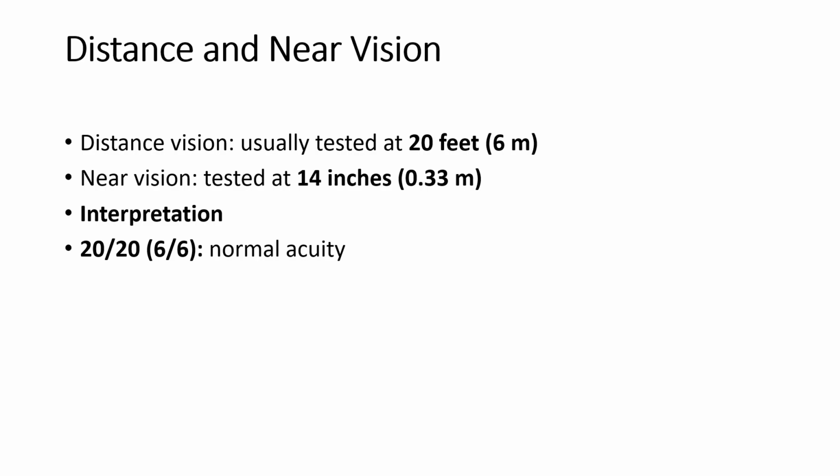Distant and near vision. Distant vision is usually tested up to 20 feet or 6 meters. Near vision is tested at 14 inches or 0.3 meters. Interpretation: normal is 20 by 20 or 6 by 6, which is normal visual acuity.